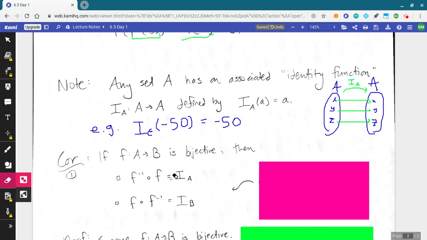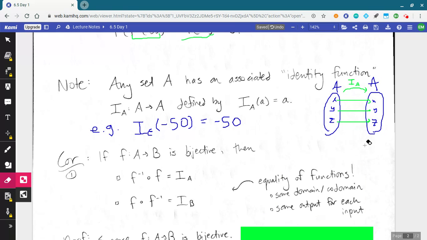Now here, these equalities are slightly different than the ones up above, because these aren't just equalities of elements in a set, but equalities of functions. And so to show that two functions are indeed equal, we need to check that they have the same domain, the same codomain, and the exact same output for each input that we send through.